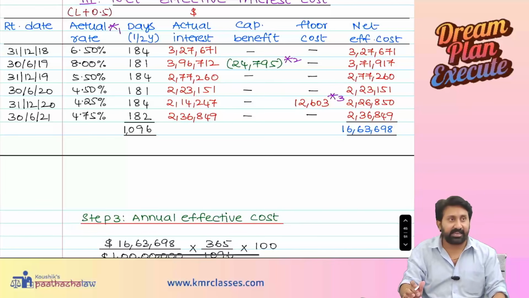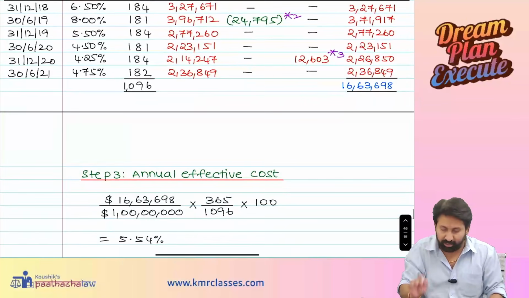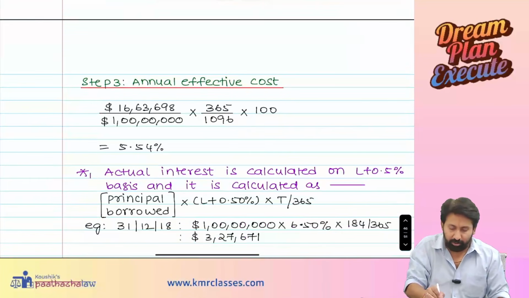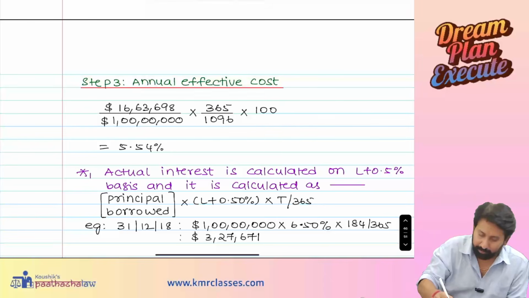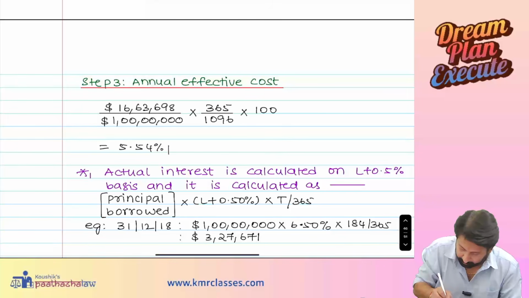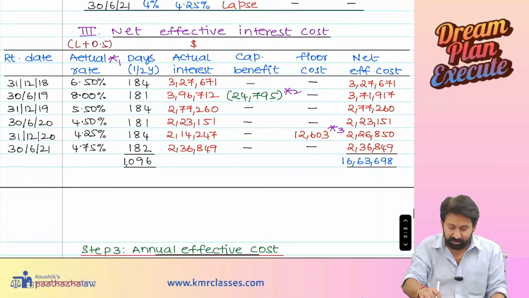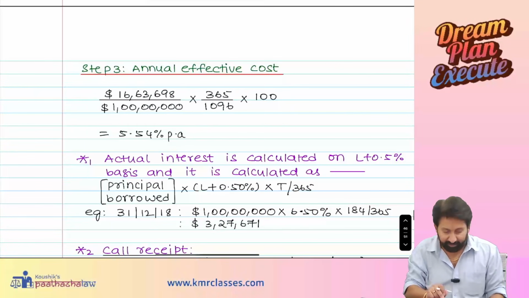Okay, 16,63,698 is the total interest on what? 1 crore. For how many days? 365 days. Per annum we have to calculate, na? So per annum if we calculate, this is for 1096 days. For 365 days, effective rate is 5.54.